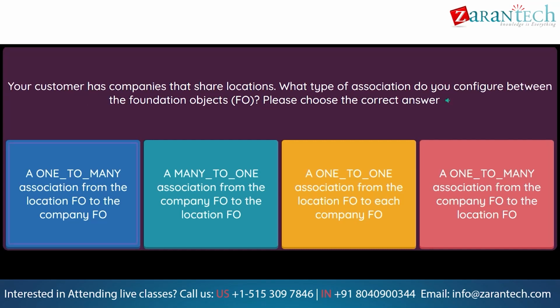Option 1, a one-to-many association from the location FO to the company FO. Option 2, a many-to-one association from the company FO to the location FO. Option 3, a one-to-one association from the location FO to each company FO. Option 4, a one-to-many association from the company FO to the location FO.